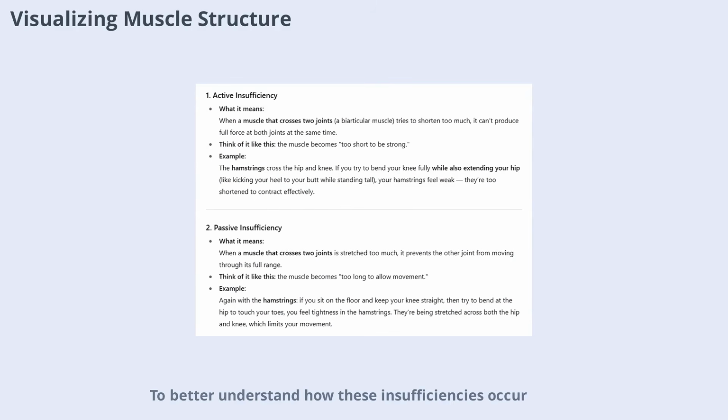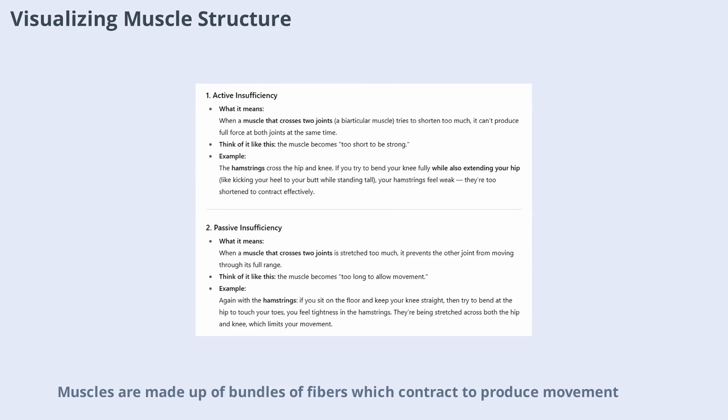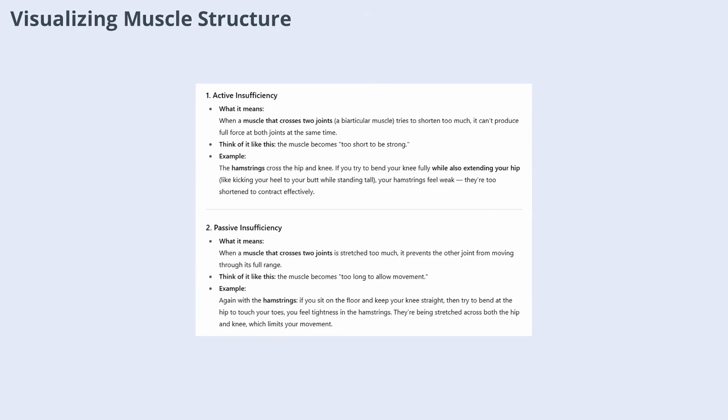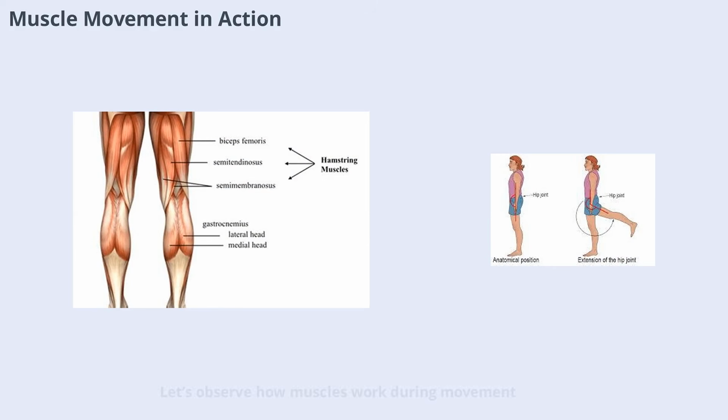To better understand how these insufficiencies occur, let's take a look at the structure of skeletal muscle. Muscles are made up of bundles of fibers which contract to produce movement. When a muscle crosses more than one joint, its ability to contract or stretch is influenced by the position of both joints. This structural complexity is what leads to the functional limitations we'll discuss. The images here show the intricate arrangement of muscle fibers and their connections to bones, highlighting the importance of muscle architecture in movement.